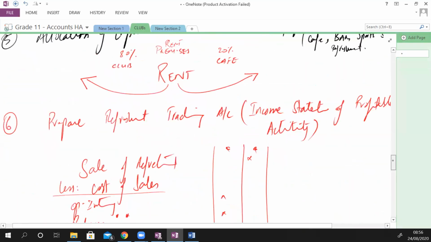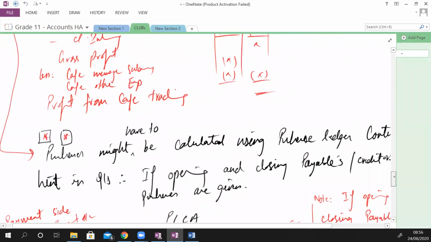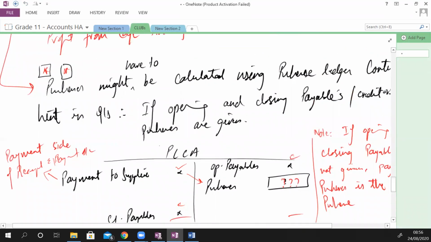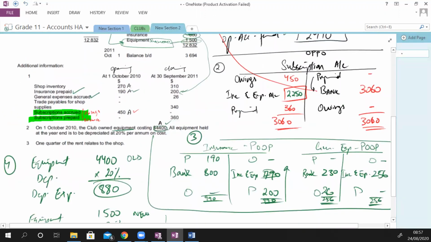Step number 5. Refreshment trading account, लेकिन उससे पहले हमें क्या देखना है? Purchases calculate करनी पड़ेंगे using PLC. But इसकी condition क्या है? Condition is if opening and closing payables of creditors purchases are given. That's the condition. Now we'll see within the question if the opening and closing payables are given. Yes, trade payables for shop supplies are given.